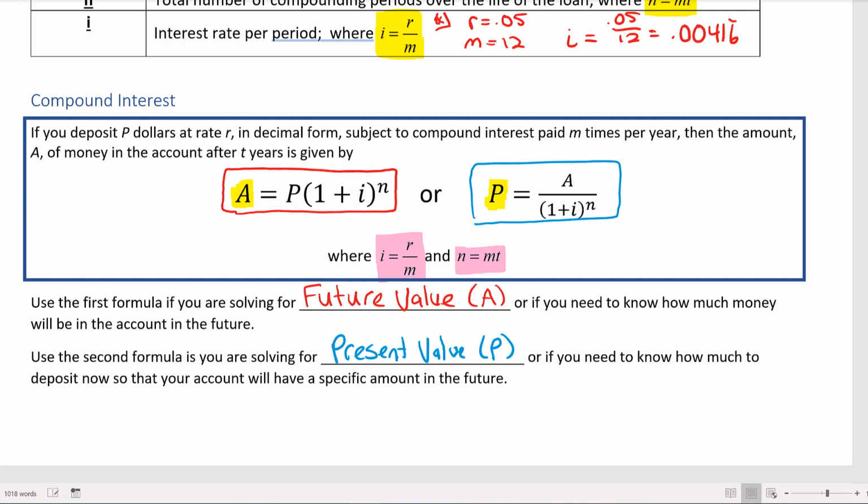And we will use that if you need to know how much to deposit now so that your account will have a specific amount in the future. So let's say you're trying to save up for a down payment on a car. You need $5,000 and you know you have 2 years to get that. How much do you need to deposit now so that the bank will pay you enough interest so that you can have your $5,000 in 2 years? So that would be a situation where you might need it in the future.